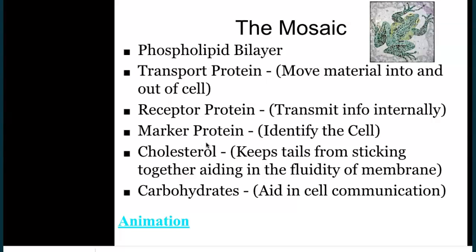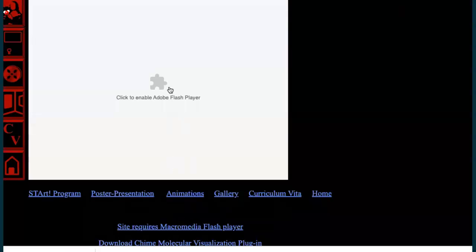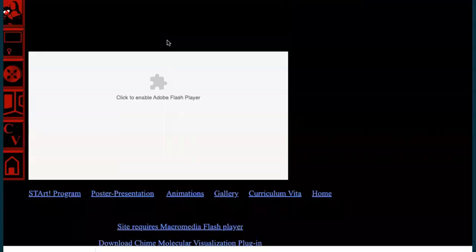You have marker proteins that identify the cell. So they would identify whether it's a liver cell or a bone cell, for example. Cholesterol is in between each of those lipids, and it keeps them from stacking together or sticking together, so that maintains the fluidity. And then carbohydrates, those were the antennas you looked at. So those antennas serve in cell communication. So this is just a little animation, but I have to go through a few steps to get to it.